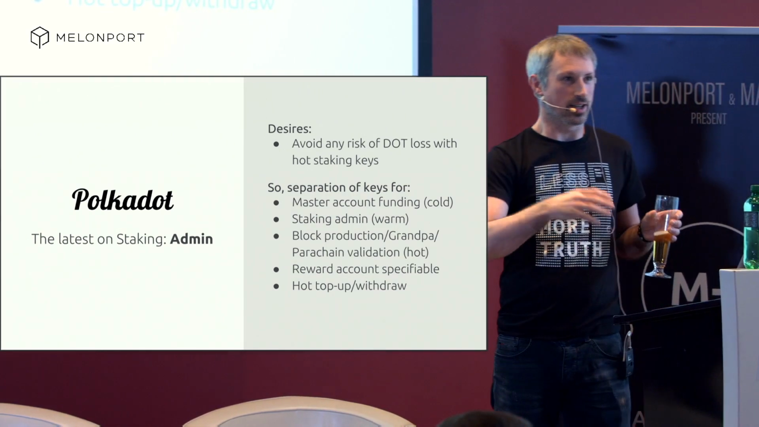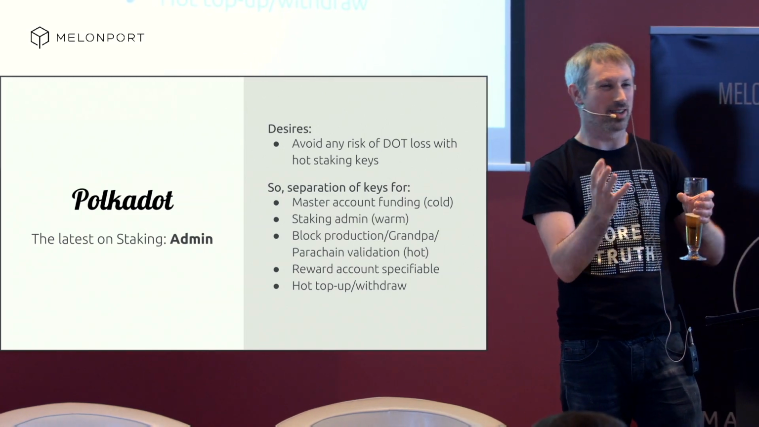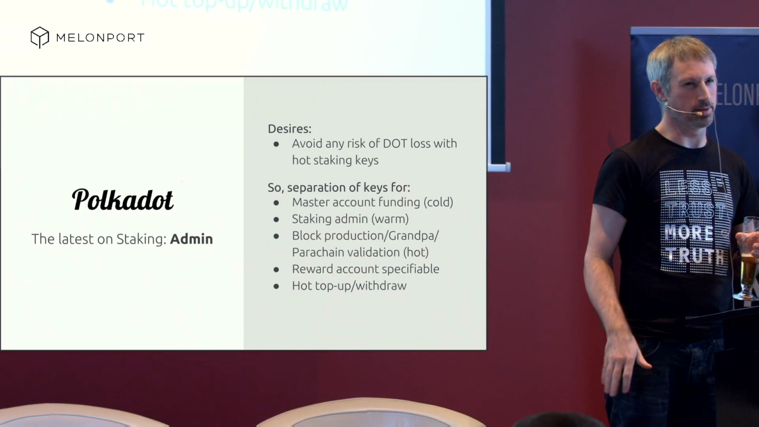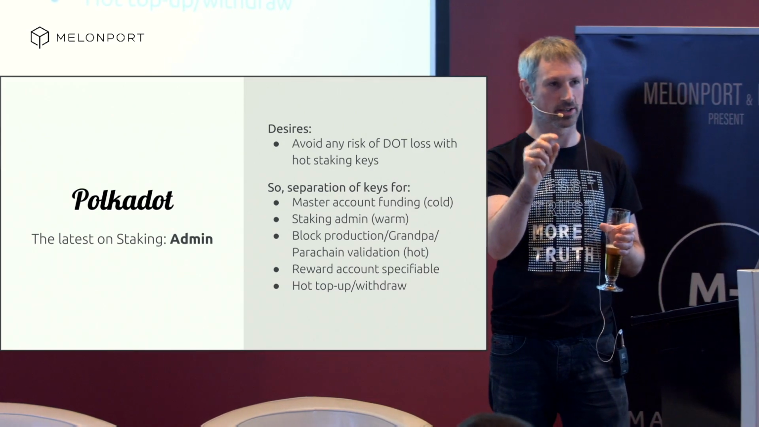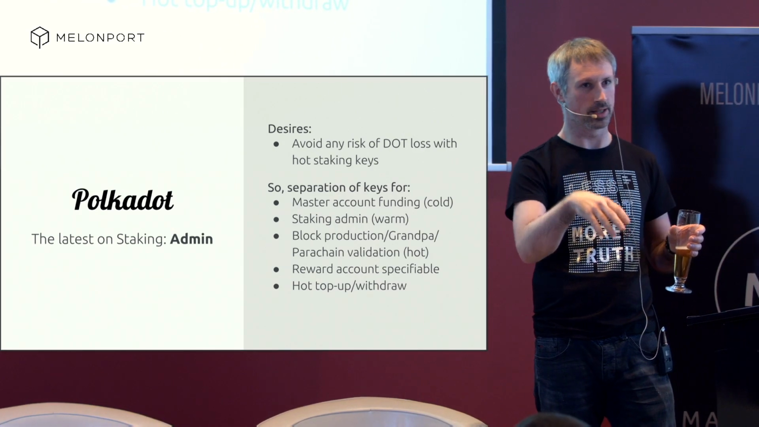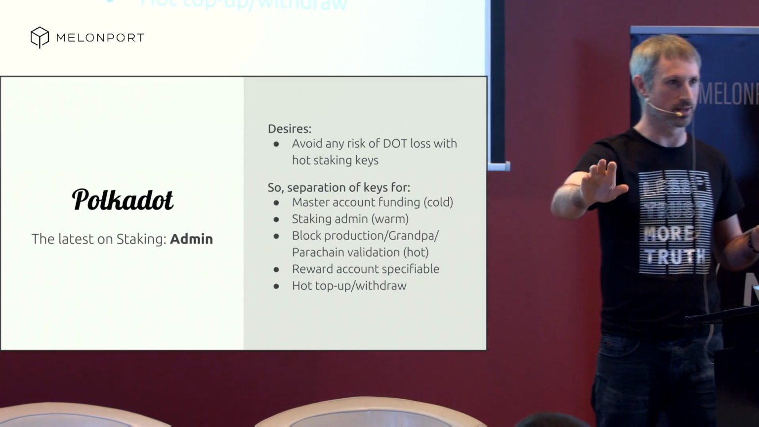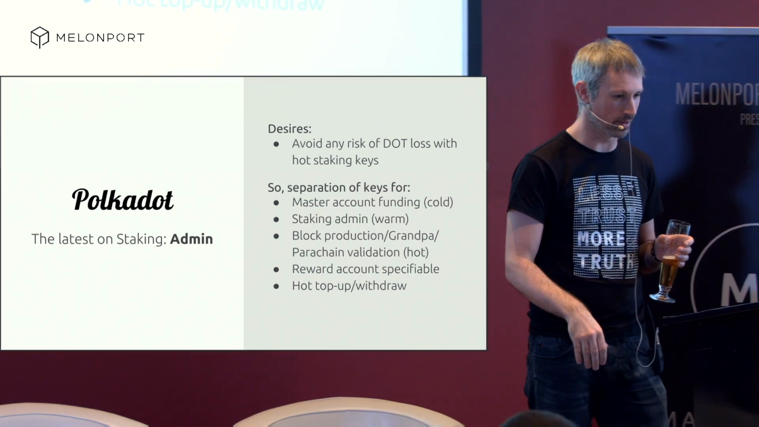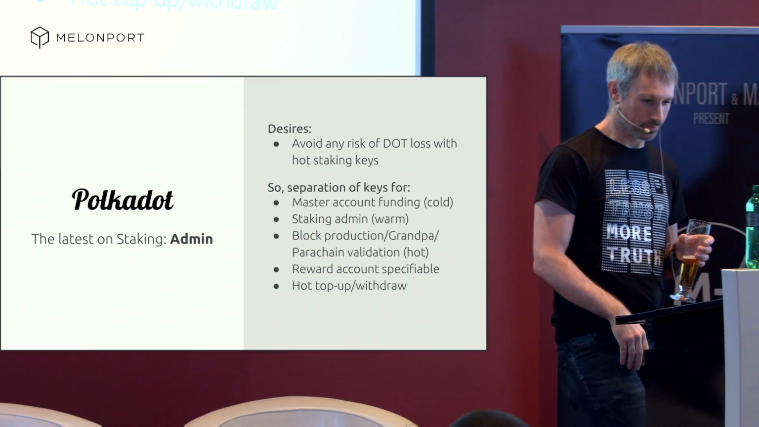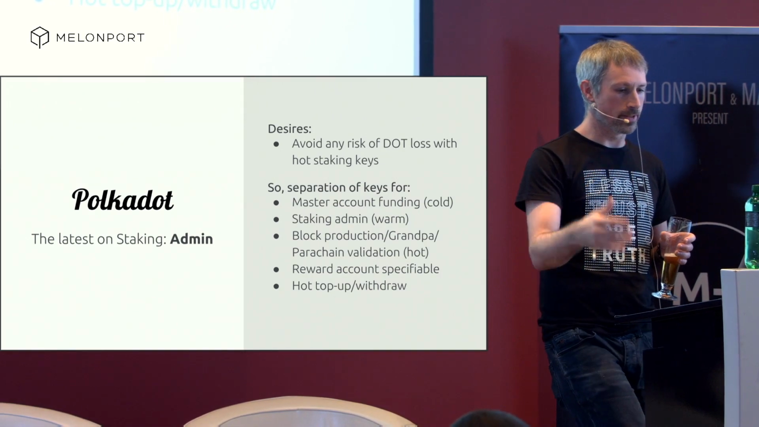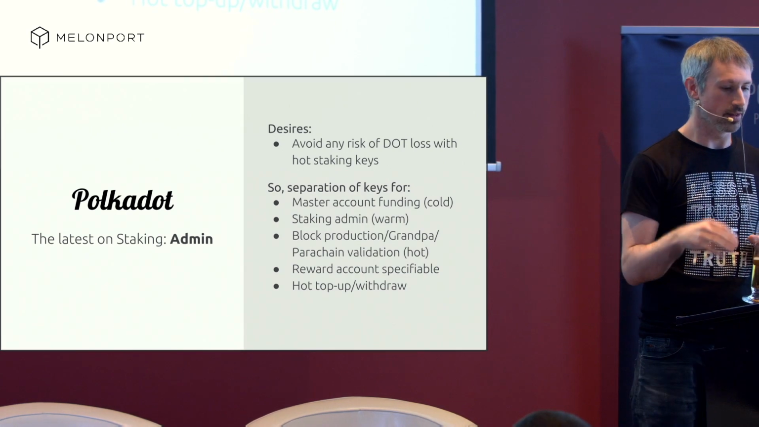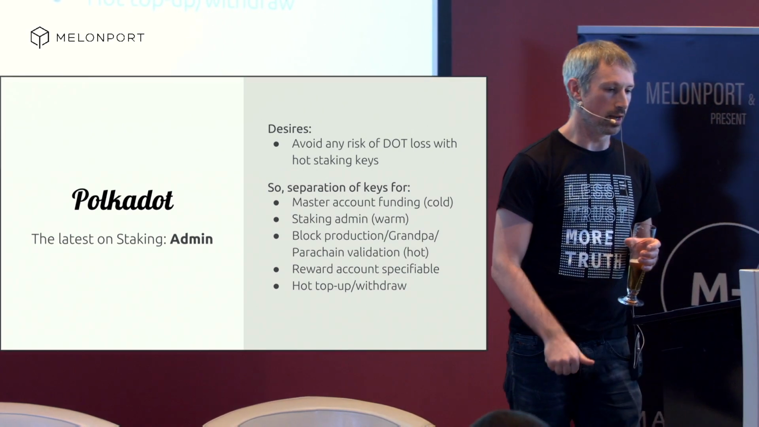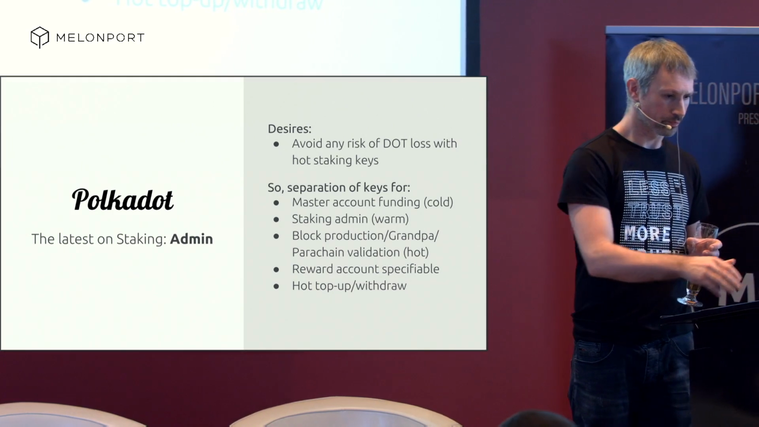Staking administration is mostly warm. You use it sometimes. Maybe it's on Parity Signer or something. You occasionally use it, but it's not on a piece of paper locked up in a vault somewhere in the UBS third basement in Bern or whatever. And then the other keys for actually running the network, block production, GRANDPA validation, all the rest of it, they're all hot keys. So they're running on a node somewhere.